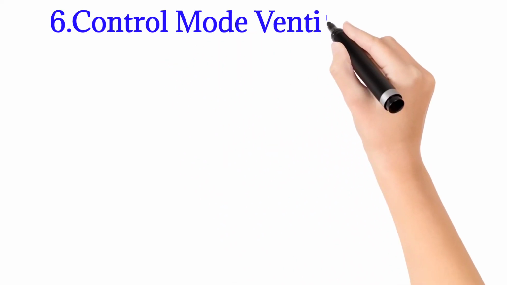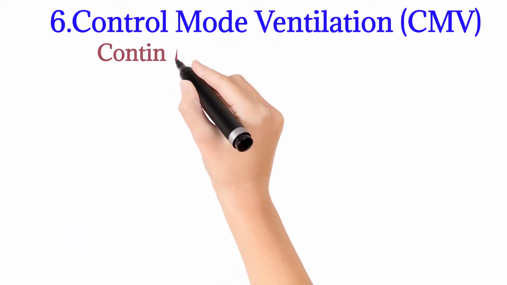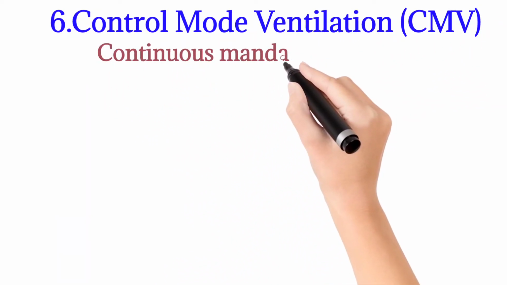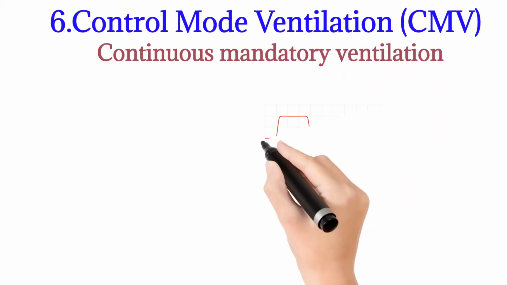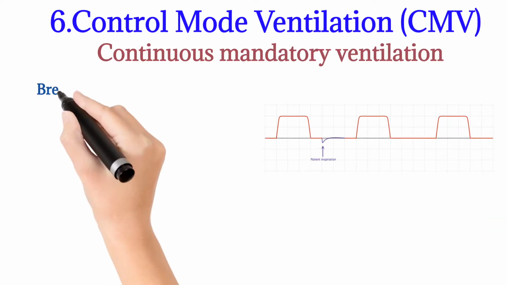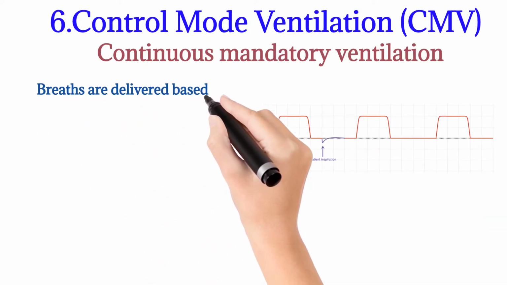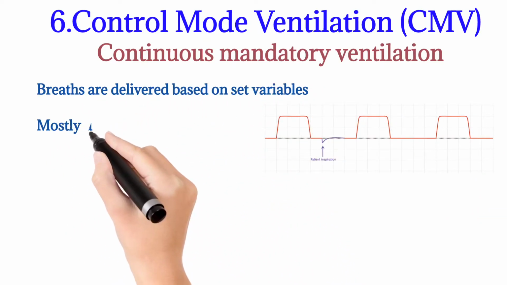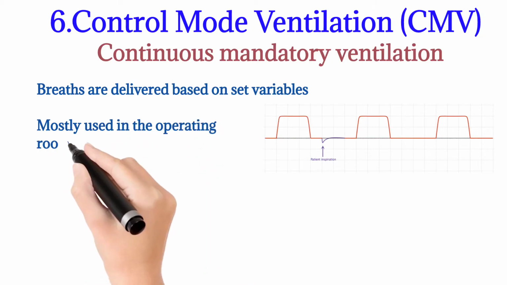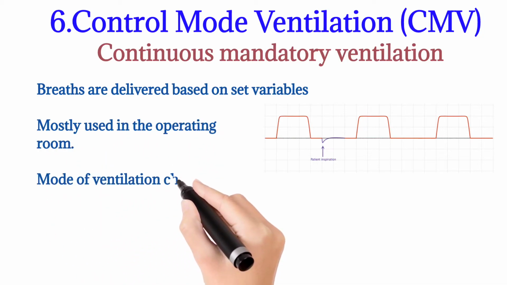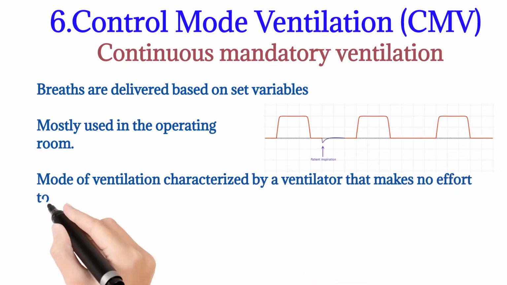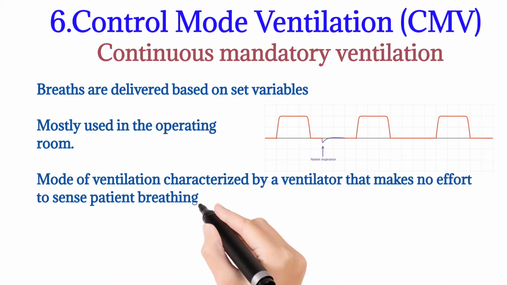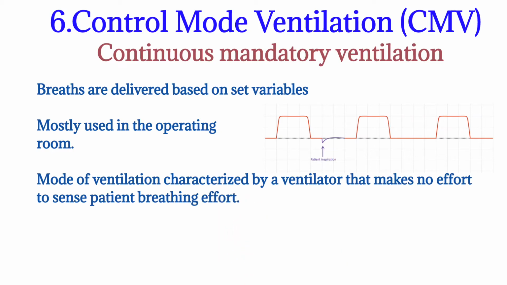Controlled mode ventilation or continuous mandatory ventilation, CMV, is a mode of mechanical ventilation in which breaths are delivered based on set variables. Still used in the operating room. In previous nomenclature, CMV referred to controlled mechanical ventilation, control mode ventilation. A mode of ventilation characterized by a ventilator that makes no effort to sense patient breathing effort.